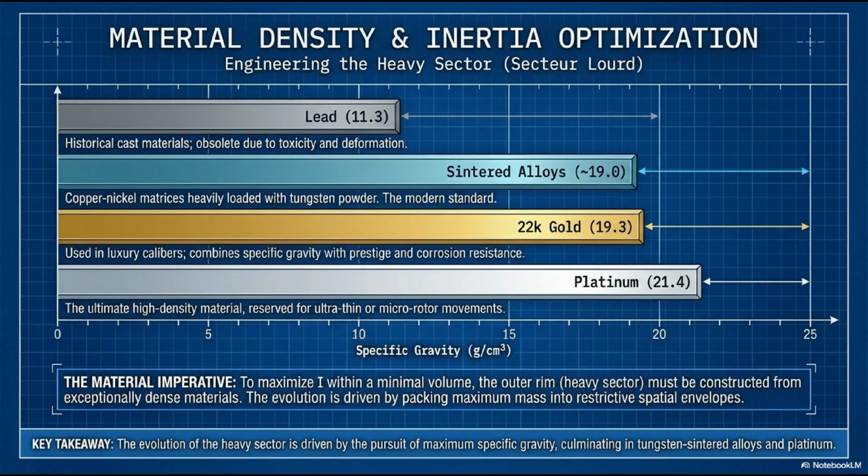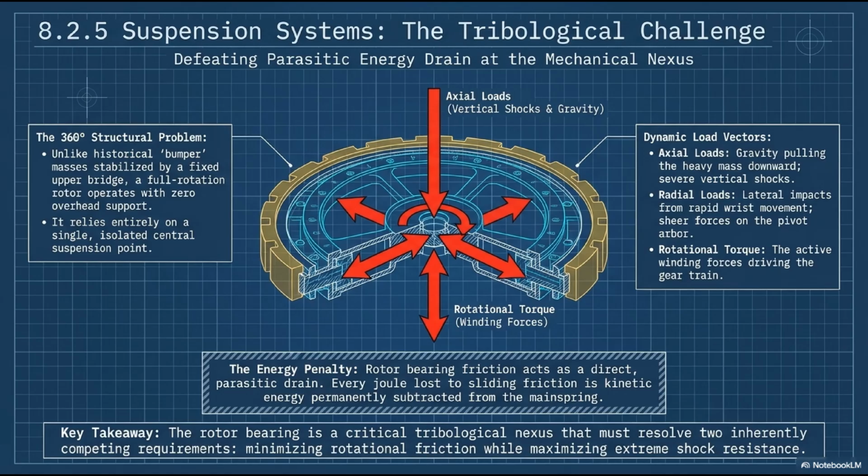As we cross into the luxury tier, we find 22-karat gold at 19.3. Used in high-end calibers, it combines excellent specific gravity with brand prestige and absolute corrosion resistance. Finally, at the absolute pinnacle, we have platinum at 21.4. This is the ultimate high-density material, strictly reserved for ultra-thin or micro-rotor movements where every fraction of a millimeter counts. The material imperative is absolute. To maximize inertia within a minimal volume, the outer rim must be constructed from exceptionally dense materials. The evolution of the automatic watch is directly driven by the metallurgical pursuit of packing maximum mass into restrictive spatial envelopes. We've optimized the heavy mass.